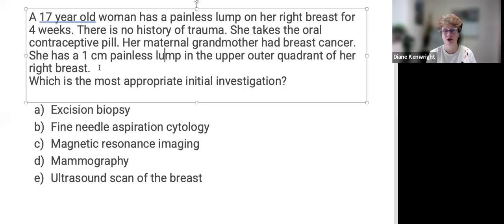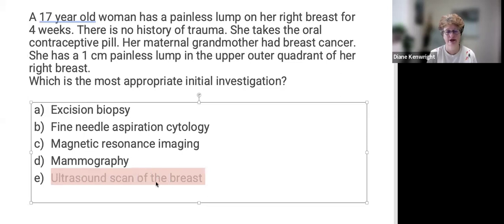Because that is the most appropriate investigation, a clinical examination first. And after that, what would you do? Triple investigation. Really, you've got to choose between radiology or biopsy. And next is the ultrasound scan. You would choose E. Why would you choose that?